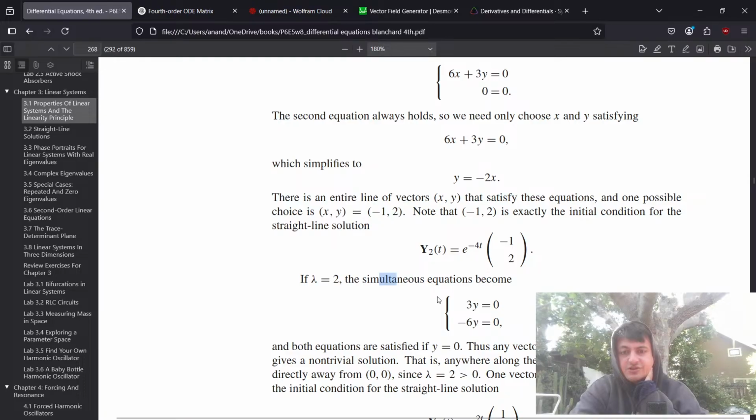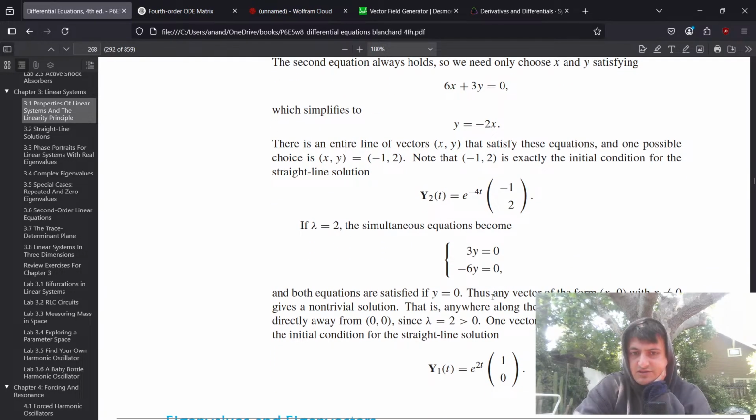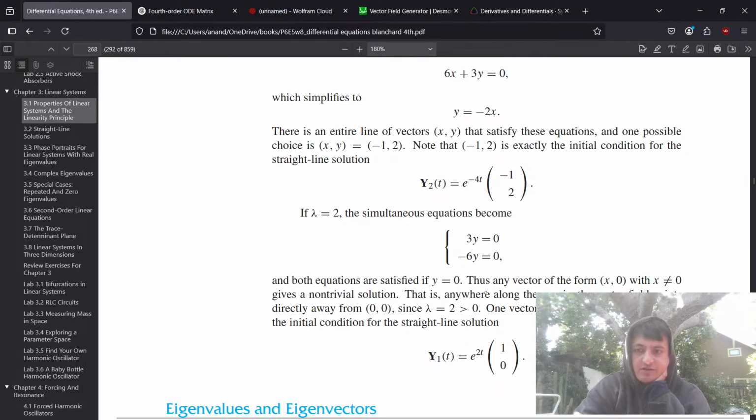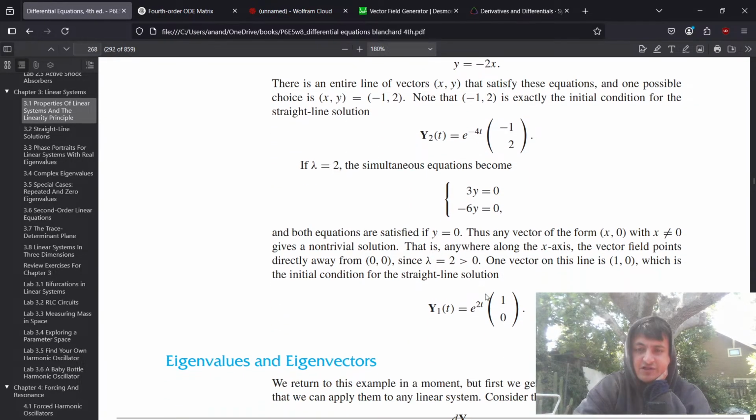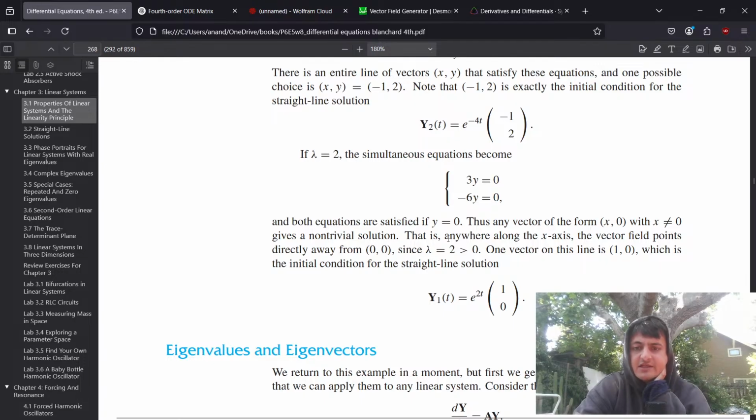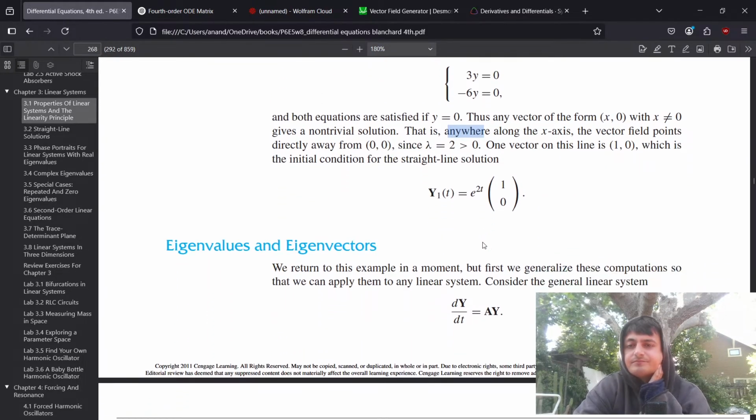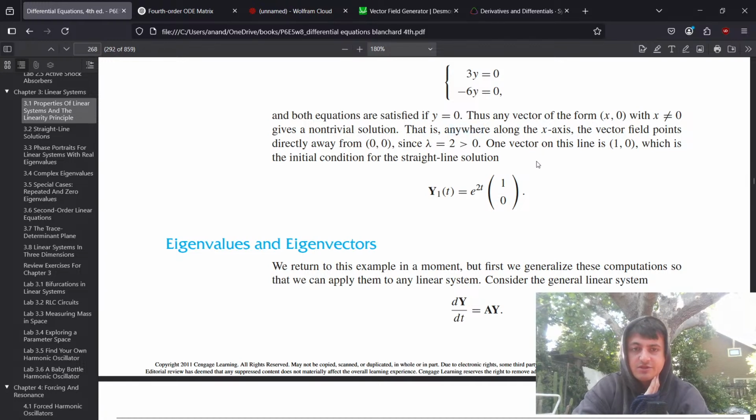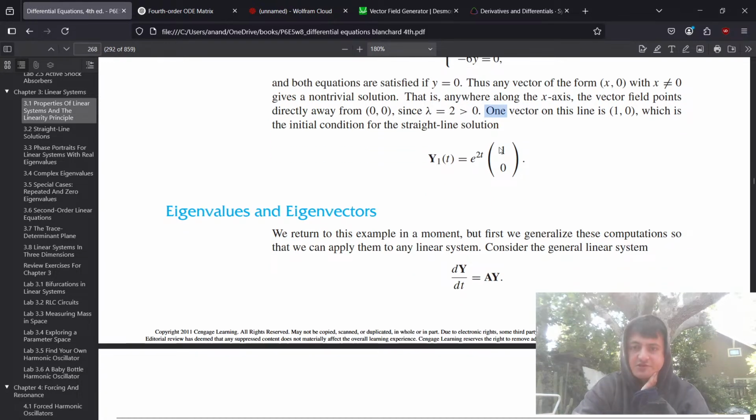If lambda is equal to 2, then these become the equations. Both equations are satisfied if y equals 0. Thus, any vector of the form (x, 0) with x not equal to 0 gives a non-trivial straight line solution. That is, anywhere along the x-axis, the vector field points directly away from (0, 0). One vector along this line is (1, 0), which is the initial condition for the other straight line solution.